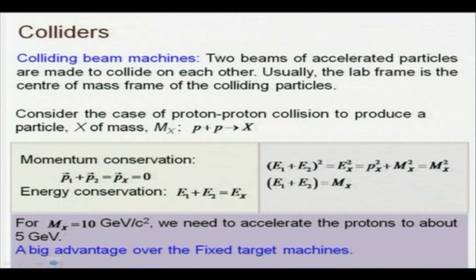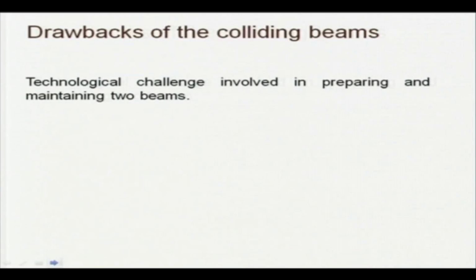This is a big advantage over the fixed target machines. In that case, you had to accelerate the protons 5 times more than the mass, and here you need to accelerate only to half of the energy. But there are drawbacks also here.